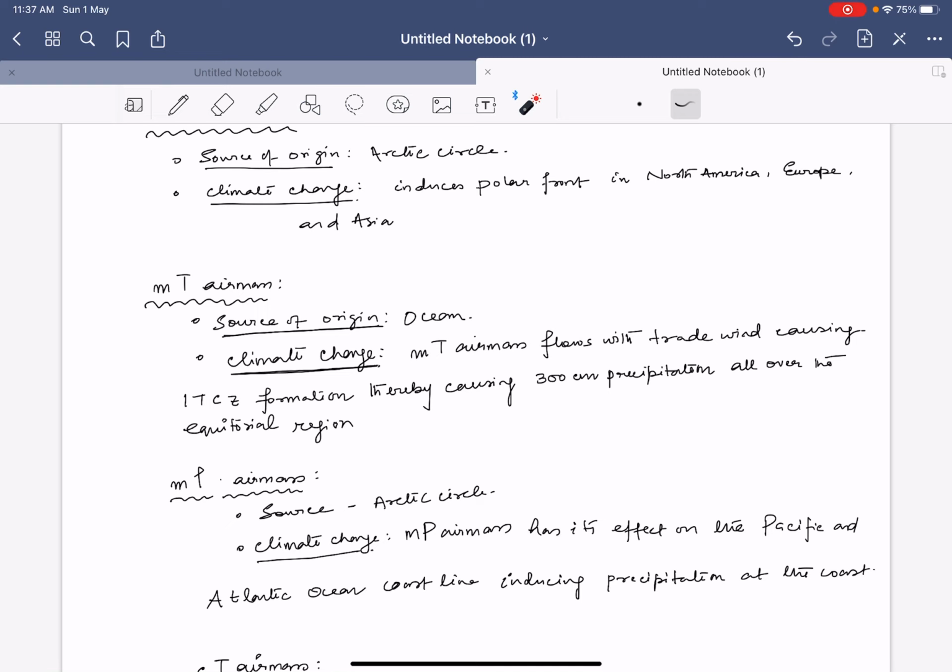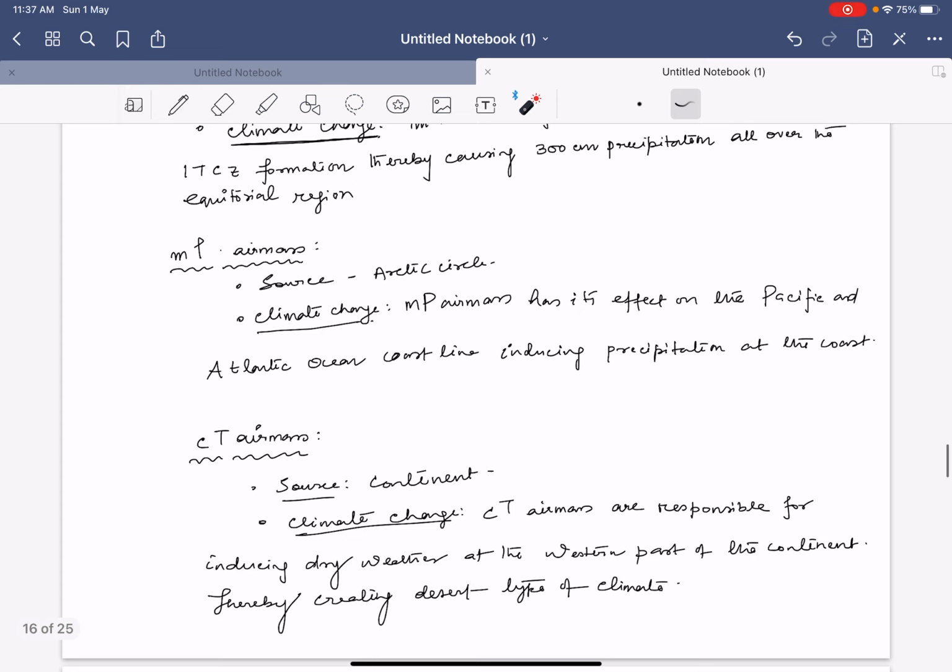Next, we have the maritime polar air mass. The maritime polar air mass, again, has its origin in the Arctic Circle. Now, the climate change: maritime polar air mass has its effect on the Pacific and the Atlantic Ocean. Let us again explain this in the diagram.